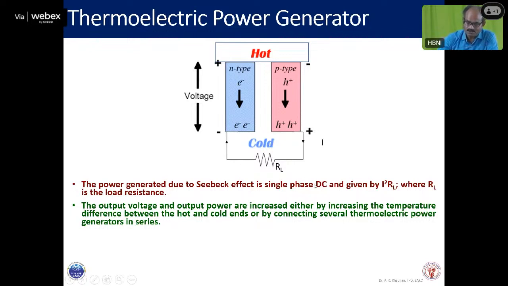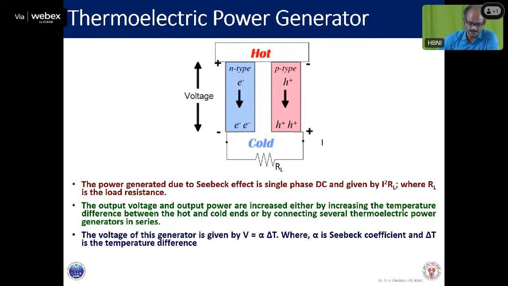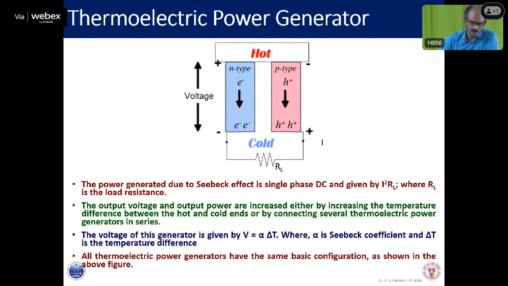So suppose now you want to increase the power. What can you do? One thing you can do is increase the temperature. If you increase the temperature, delta T will increase. If delta T increases, the potential will automatically increase because the Seebeck coefficient of this material is constant. So as you increase the temperature difference, the potential difference will increase. The voltage of this generator is given by V is equal to alpha into delta T, where alpha is the Seebeck coefficient and delta T is the temperature difference between these two ends.